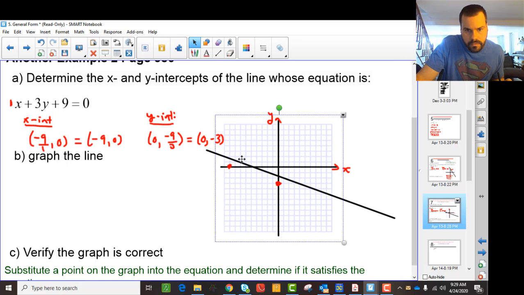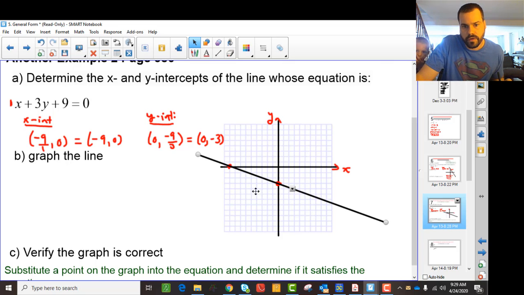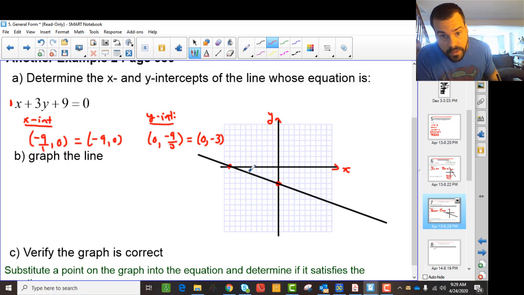Whoops. Supposed to be moving the line. There we go. Down, go through those. And then again, to verify the line is correct, you just pick a point on that line, preferably one that goes through a grid line. So I'm going to try to find one that does that. It looks like that one does. So that's minus 2 and minus 1, 2, 3. So minus 3 and minus 2.